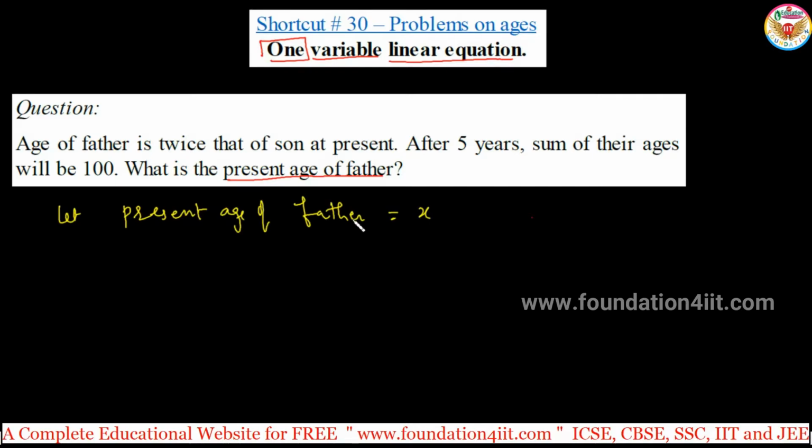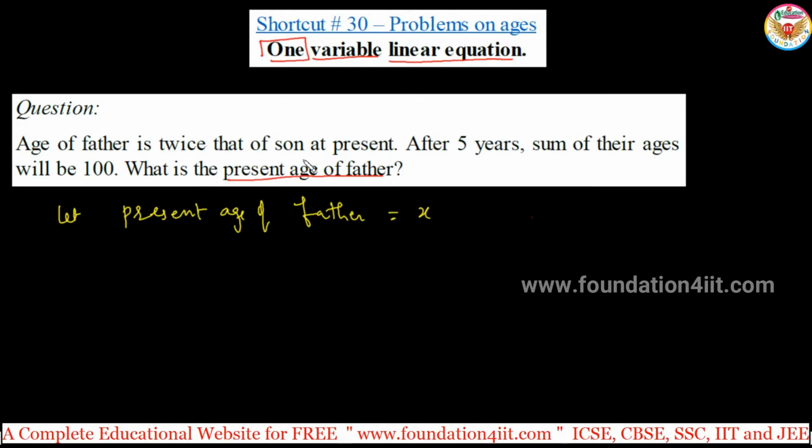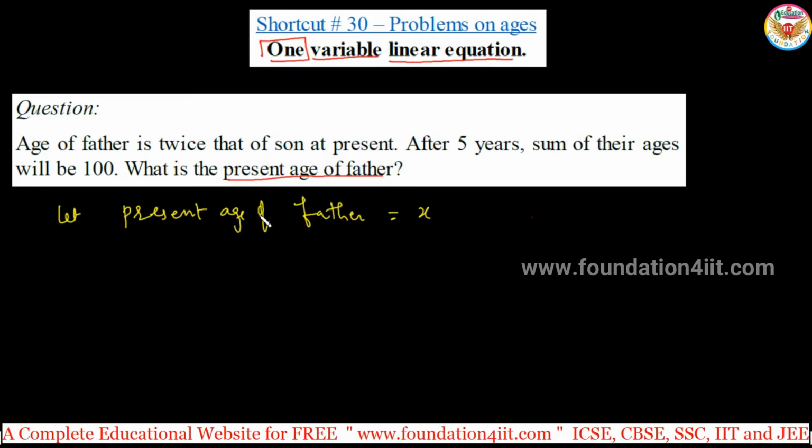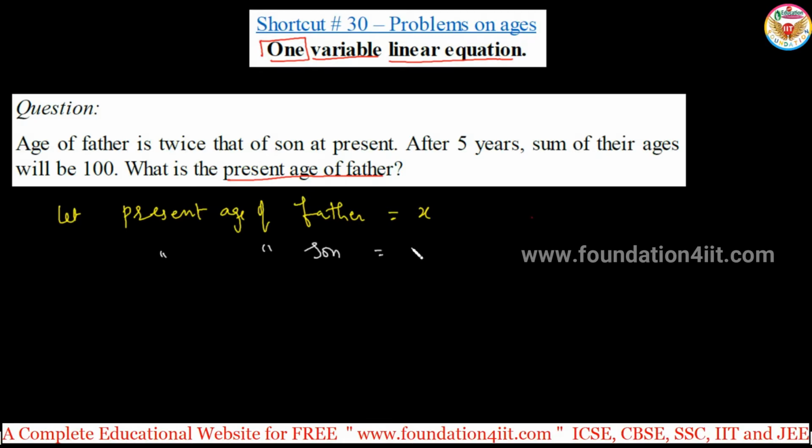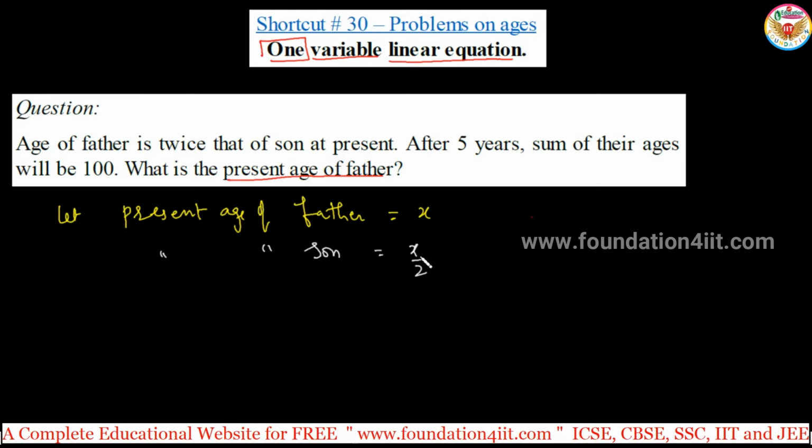Then based on this, we can frame the linear equation according to the question. That is one rule we apply. The age of the father is twice that of the son. That means if the father's age is x, then the son's age is x divided by 2. The present age of the son is x divided by 2, because the father's age is double, which means the son's is half.